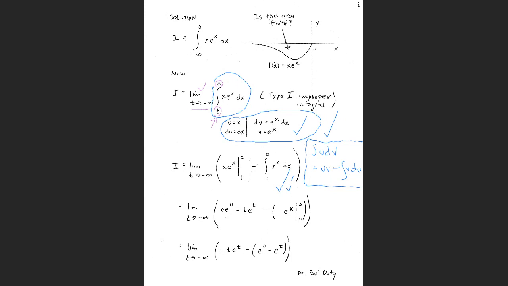Good question. So you notice in this problem, I keep the limit all the way through. I'm doing the integration by parts here, and I'm substituting in the 0 and the t limits, but I still keep my limit here. Okay, so down at this step here, right here.